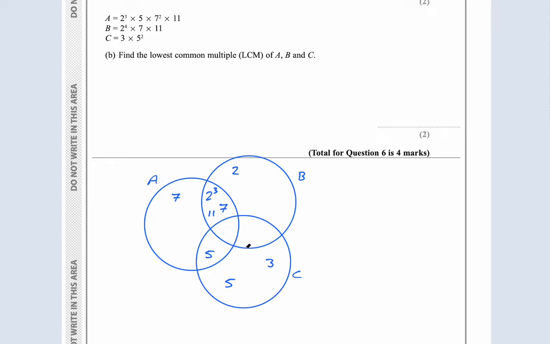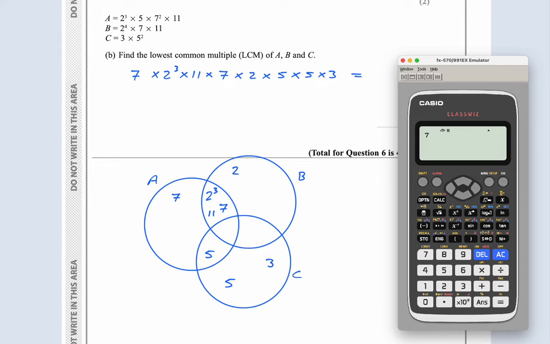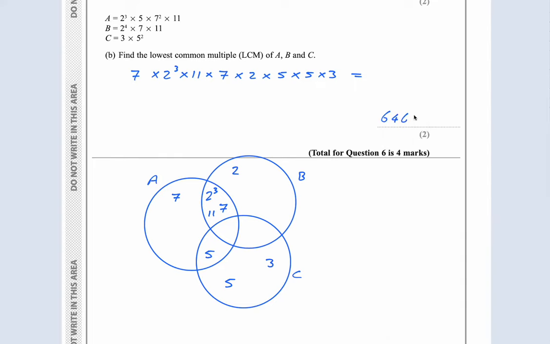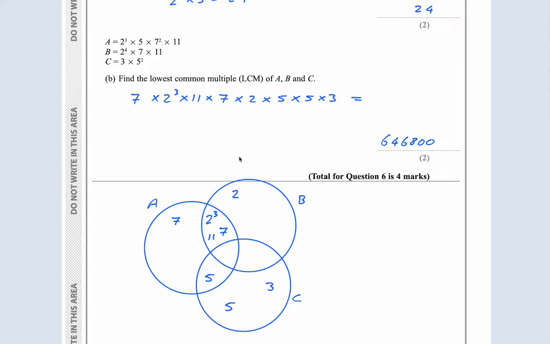So my lowest common multiple is all of this multiplied together. So I'm going to do 7 times 2 cubed times 11 times 7 times 2 times 5 times 5 times 3. All of that equals, okay, let's do it, 646,800. So obviously it's a big number, but you'd kind of expect that because A on its own is a super big number. So there you go. Okay.